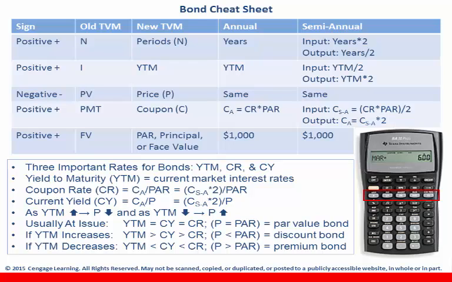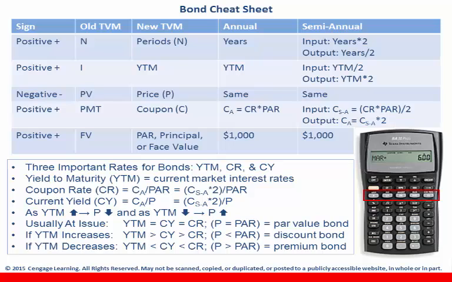So basically, you're going to use the same buttons that we did in the last class, your time value money buttons, which I highlighted there with that red box. But the terminology for them has changed somewhat. So this bond cheat sheet is almost like having your own financial interpreter, right? It's a little bit of a different language.